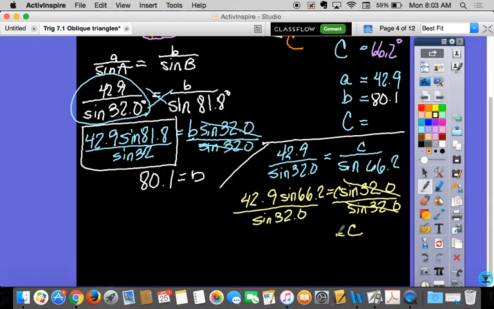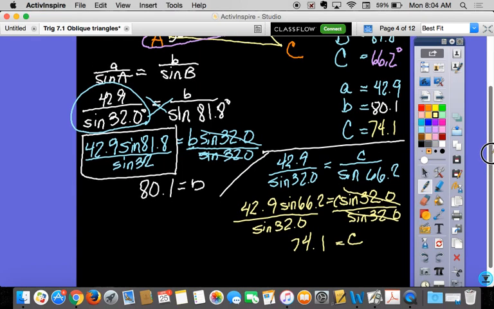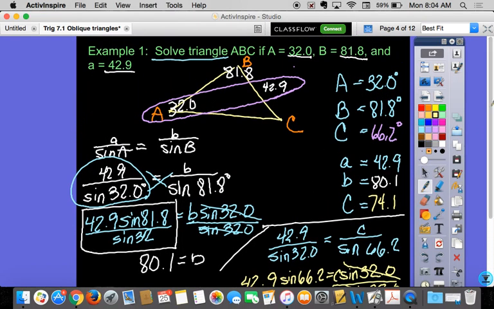Okay. 42 point, oops, I forgot my point. 42.9 times sine 66.2, hit enter, divided by sine 32. All right, I got 74.1. 74.1, I have solved my triangle. I have all three angles and I have all three sides. That concludes the law of sines.